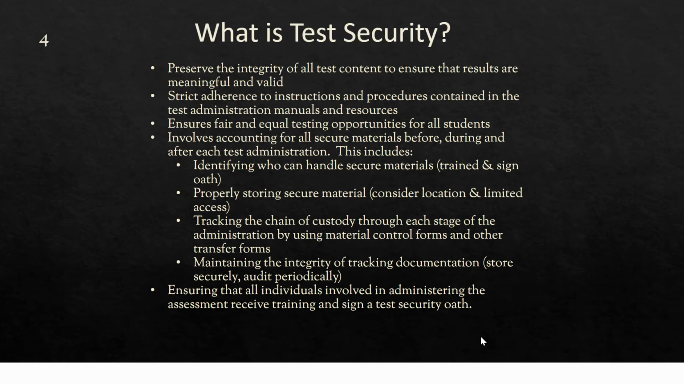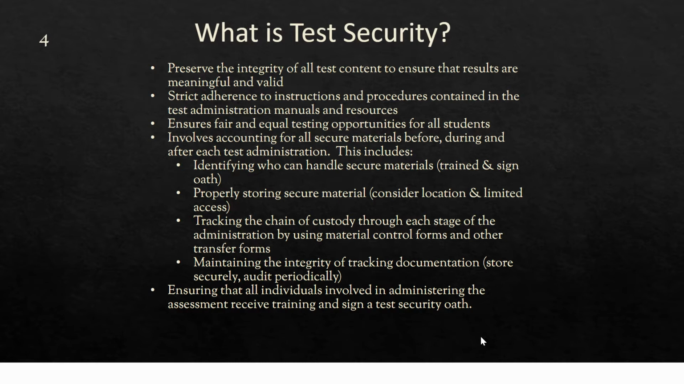So test security, really we're just trying to preserve the integrity of all the test contents. We don't want those contents to get out in any way, shape, or form to provide an unfair advantage to some students. It's just important that everybody has that equal opportunity to do their very best on the test.